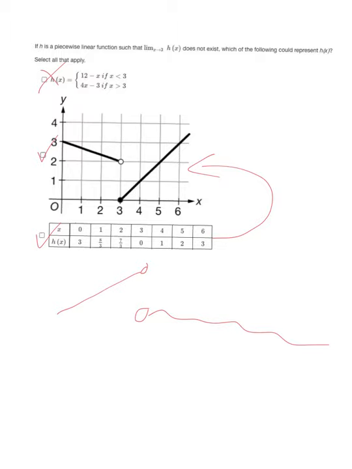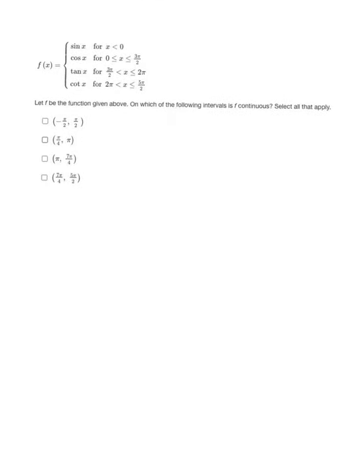Next one. All right, so this is terrible. On which of the following intervals is f continuous? Select all that apply. So it could be all of them, or only one of them. All I have to do is think about where each of these individual pieces might be discontinuous. Where might each have holes or jumps or vertical asymptotes? Then, each time I switch from one piece to the next, so at 0, at 3 pi over 2, and at 2 pi, what happens there?